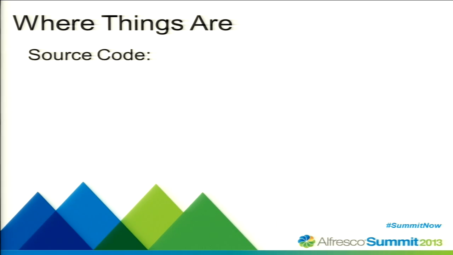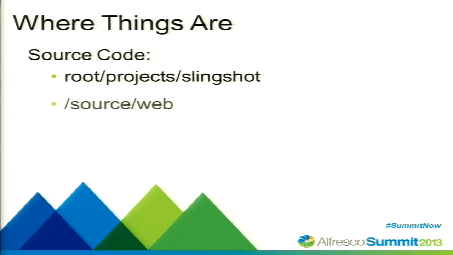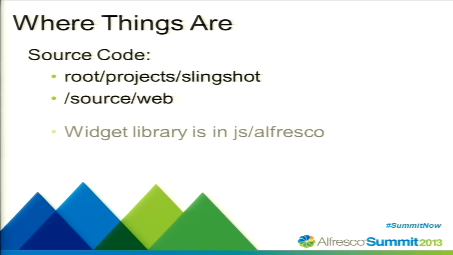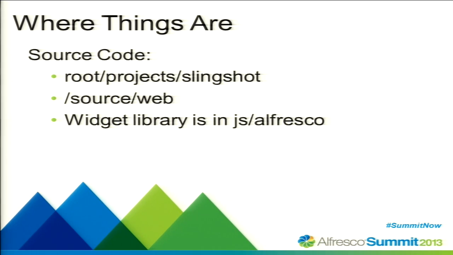So, a little bit of bookkeeping about where the source code is. If you get the source code out of Subversion, there's a project under the root projects called Slingshot. That's actually the Share project. Underneath the Slingshot project, there are a couple of directories: source, and then you go to web. And all of the widget library that he's built is under JavaScript Alfresco. So that's where you can find all of the code. There's also a bunch of new theming there that you can take a look at as examples, and that's also pretty useful to see.